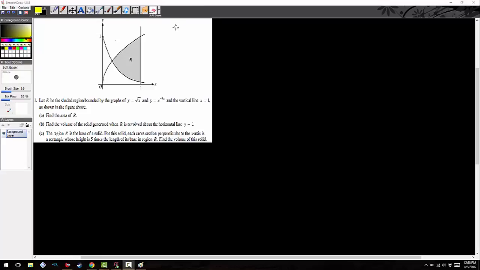So we're given two functions, looks like. We're given this radical x function, and then we're given this exponential function, and they're both being blocked off by this vertical line x equals 1, as seen in the figure here. So the first part, we're going to try and find the area of region R. So how do we do that?